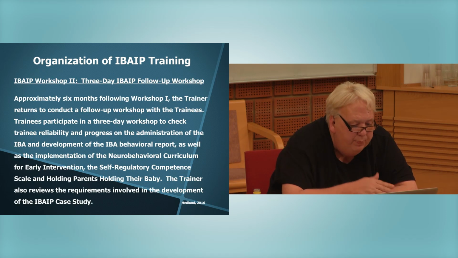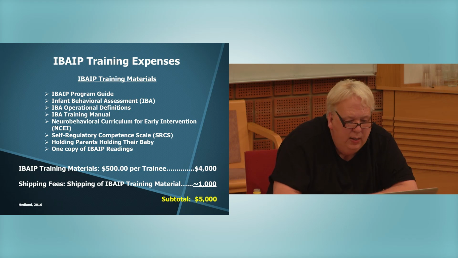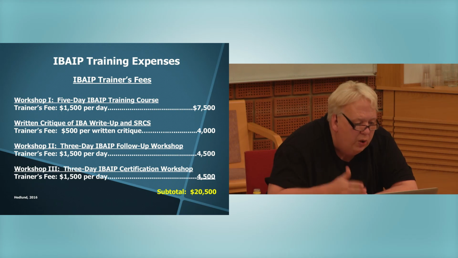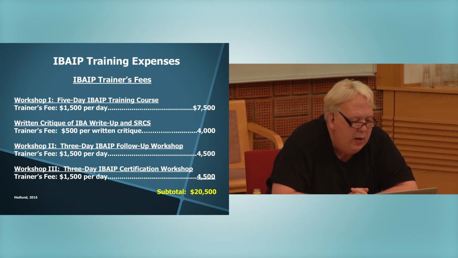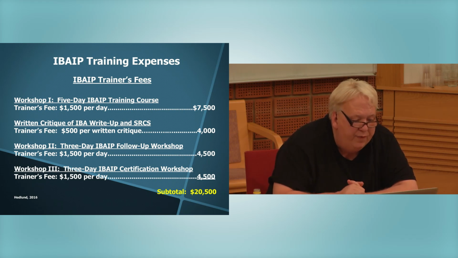all the materials plus shipping and handling, which totals for 8 trainees a total of $500 per trainee for all the materials and $1,000 for shipping. The trainer's expenses are $20,500 because there's a 5-day workshop, a written critique of an IBA write-up and the self-regulatory competence scale, a 3-day IBAP follow-up workshop, and a 3-day certification. That should actually be a 4-day certification workshop and trainer's fees.